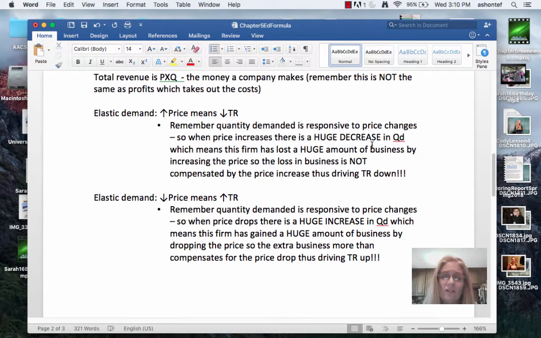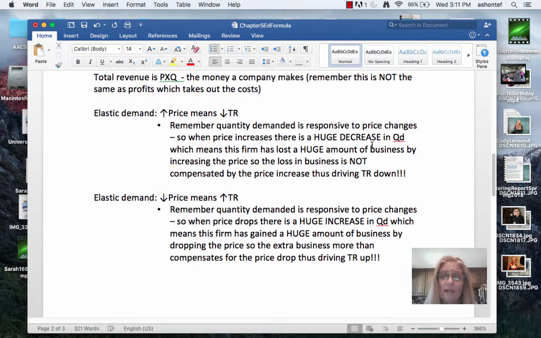Meaning the firm has lost such a huge amount of business when they increase that price that the loss in business, that big huge drop in quantity demanded, isn't compensated by the price increase. That's why revenue would go down. And then vice versa. If this same firm were to drop the price on the elastic portion of the demand curve, it would actually cause their revenue to increase.